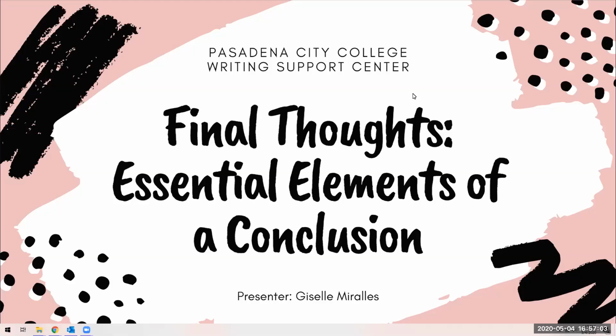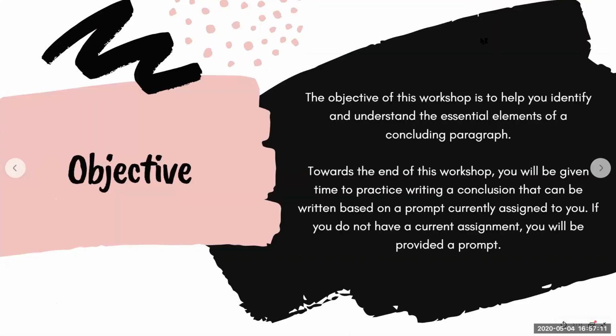With that, I'm going to introduce today's workshop, which is called Final Thoughts, Essential Elements of a Conclusion. The main objective of today's workshop is to help you identify and understand the essential elements of a concluding paragraph. So sometimes conclusions are a little confusing and hard to write just because they're the last paragraph of your essay, and sometimes you might feel that you've said everything that can be said.